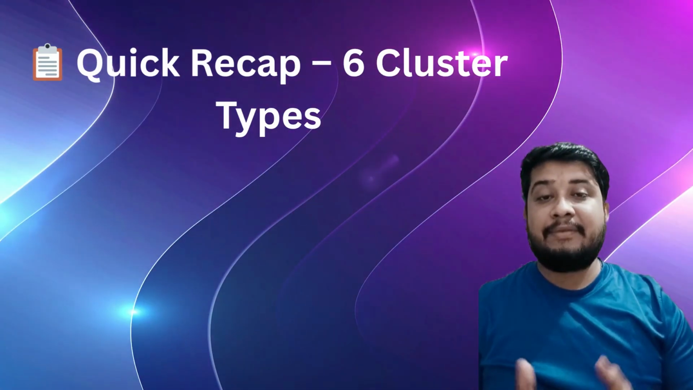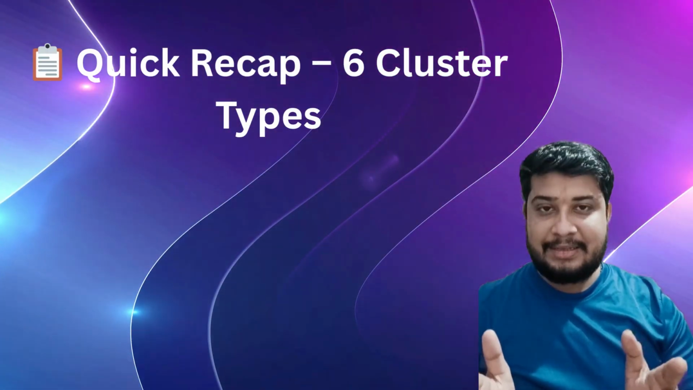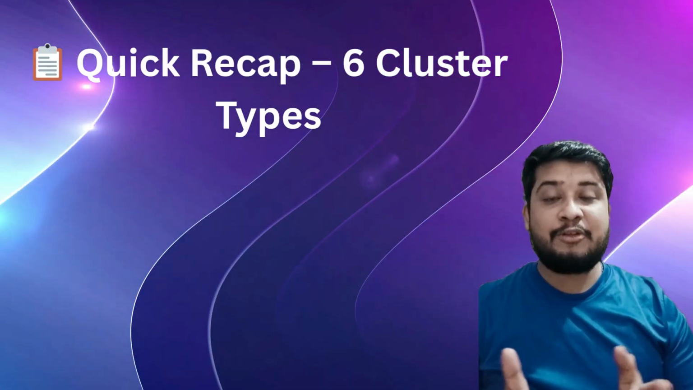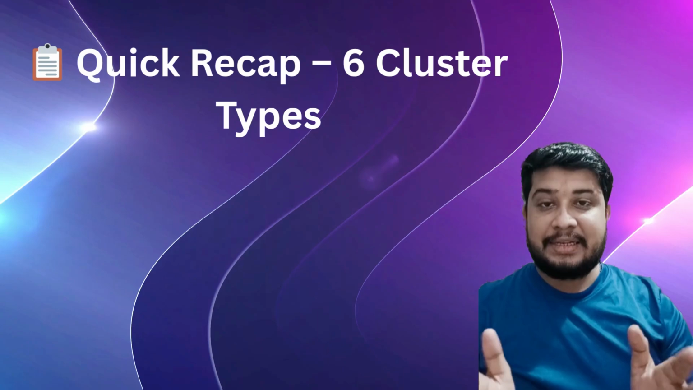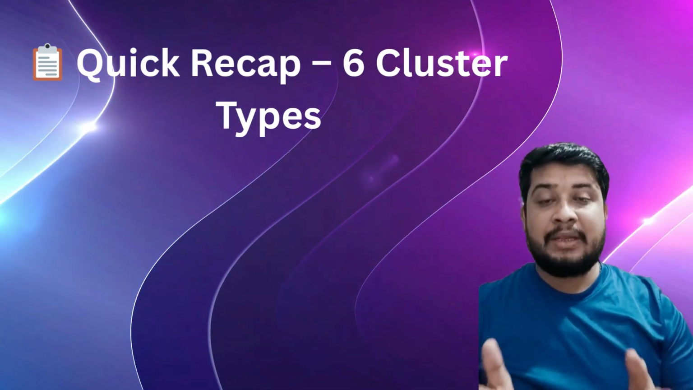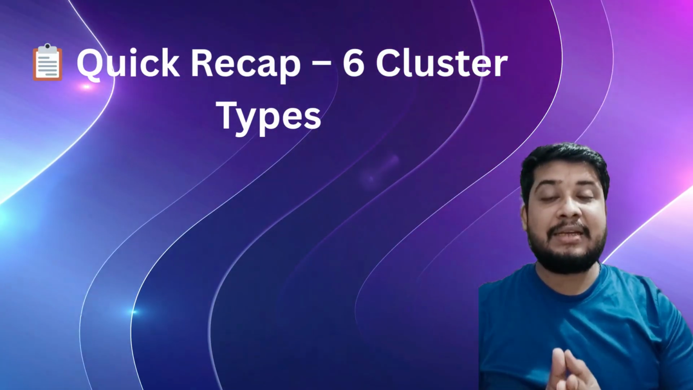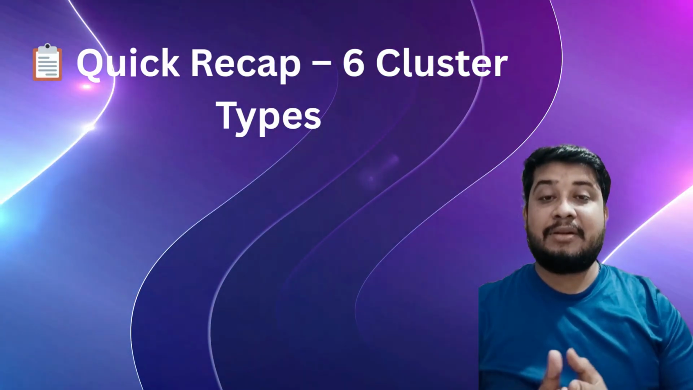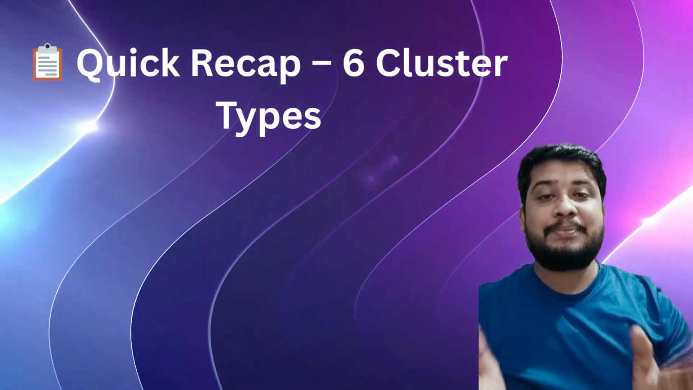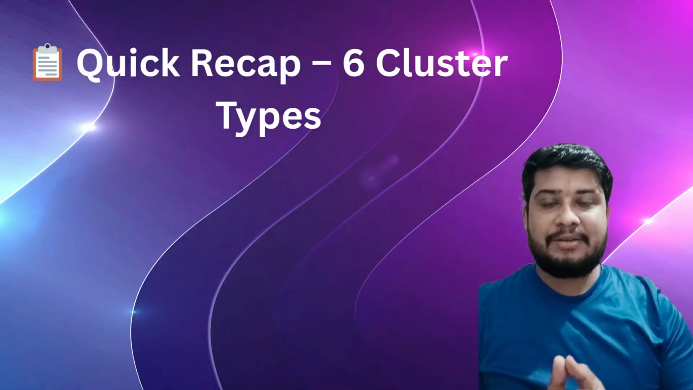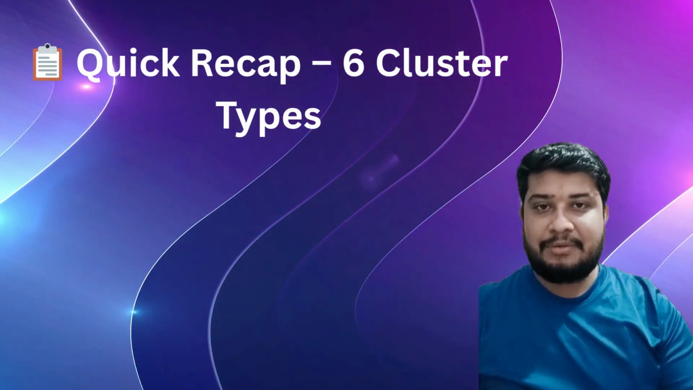Let's quickly summarize everything we covered, right? First is kind, which is lightweight and for local testing, and second is Minikube, used for beginners, and third is kubeadm, used for real practice. Fourth is KOps and Kubespray, which is the automated setup, and fifth is GKE, AKS, and EKS for cloud production, right? And the sixth one is Rancher and OpenShift for enterprise management, right? So each setup has a different purpose. The right one depends on your goal.